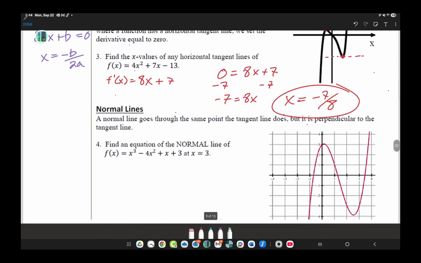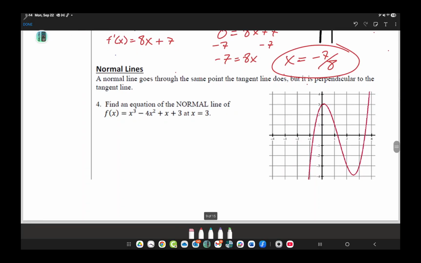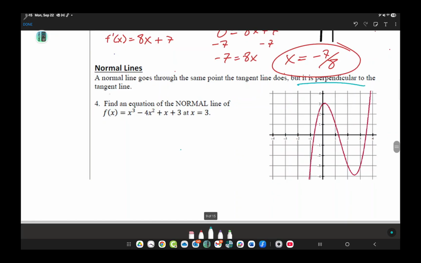Normal lines. Now, there just wasn't enough time to put normal lines on your test, but it may show up on the AP questions or the AP homework on the weekend. A normal line is perpendicular to a tangent line. So a normal line is perpendicular to a tangent line.